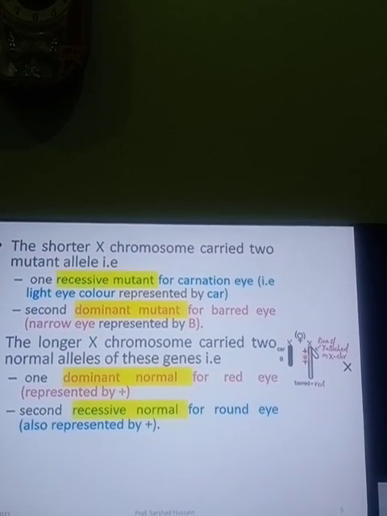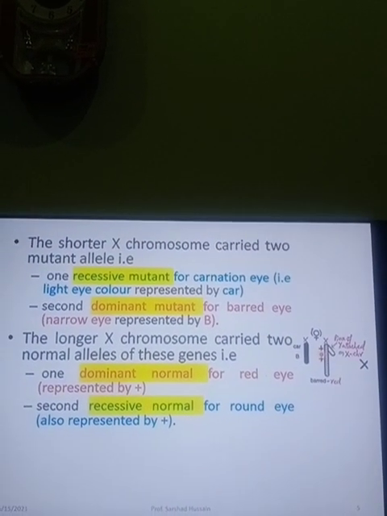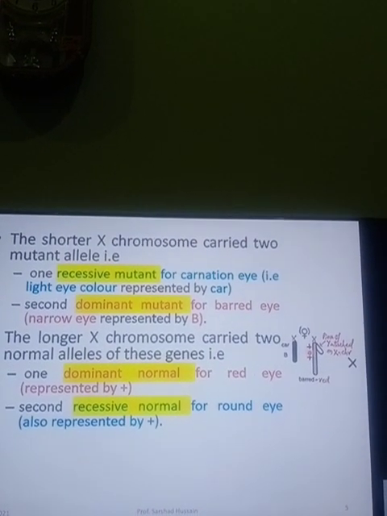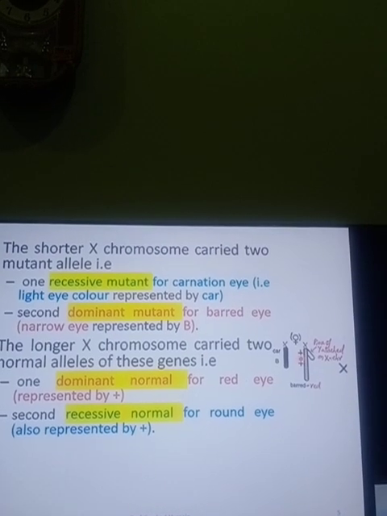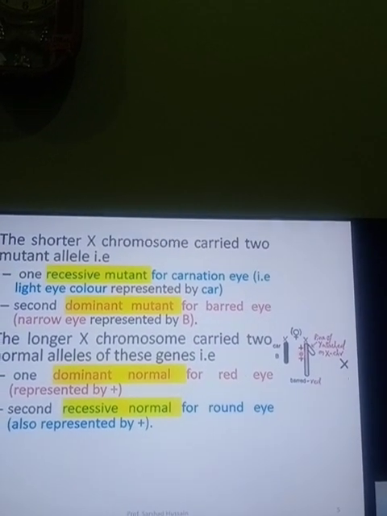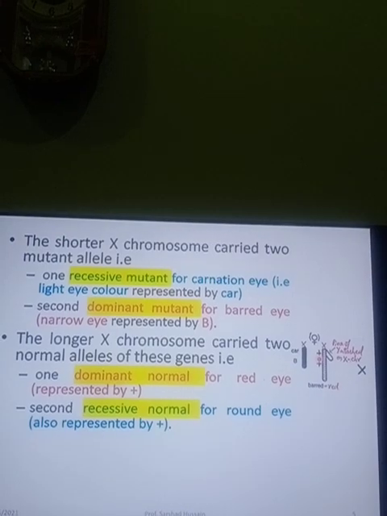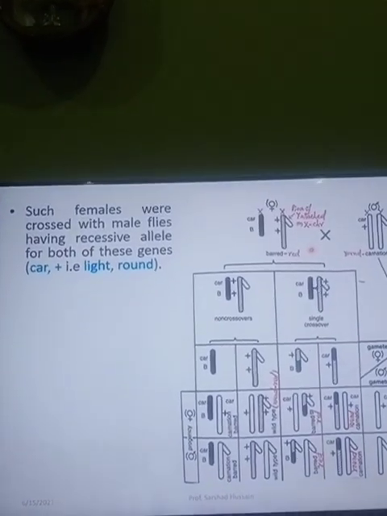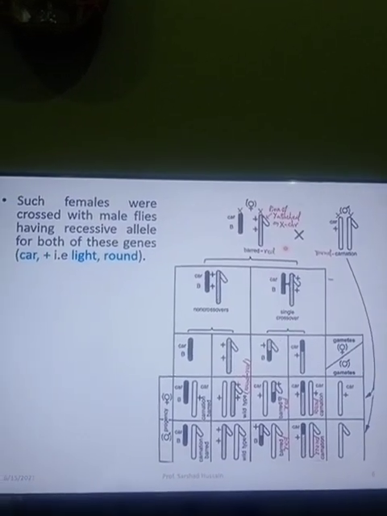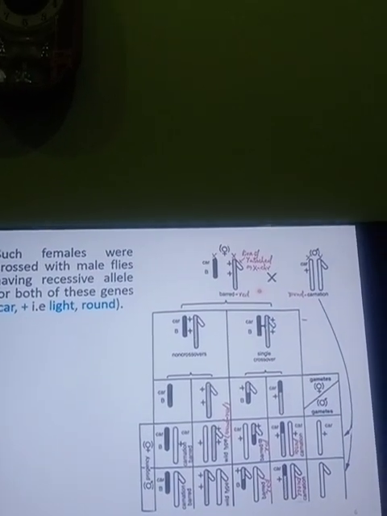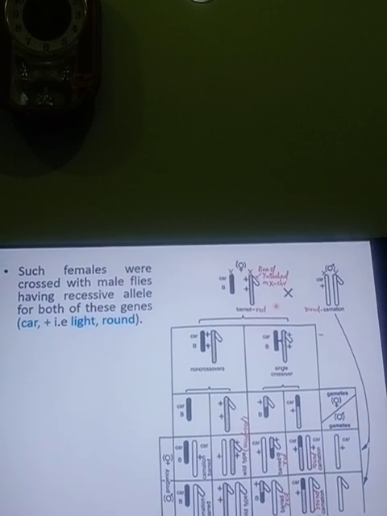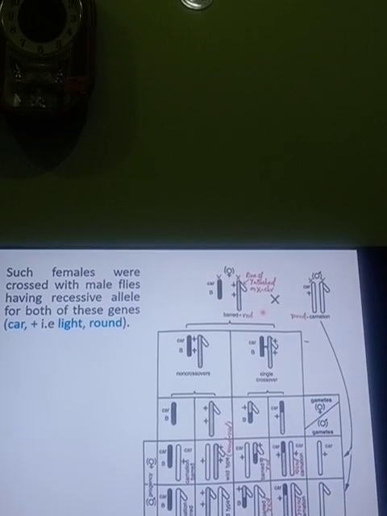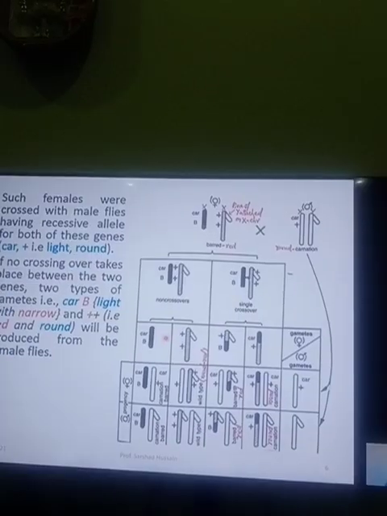The longer X chromosome carried two normal alleles of these genes: one dominant normal for red eye, represented by the plus, and the second recessive normal for round eye, also represented by the plus. Such females were crossed with male flies having the recessive alleles for both of these genes, car plus, that is light eye color with a round shape.